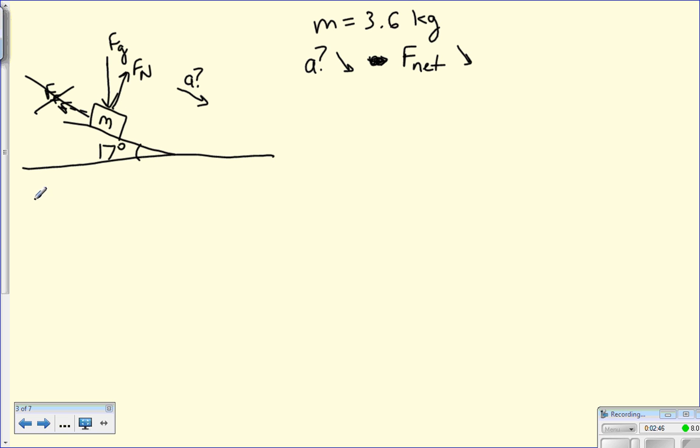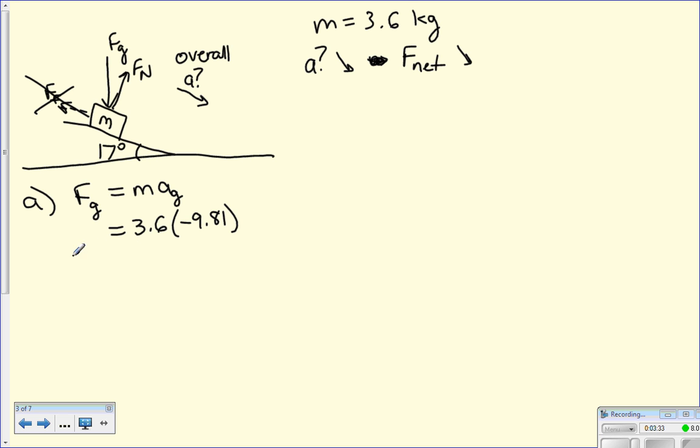Now part A, I told you to find the force due to gravity. Well, the equation for force we know from Newton's second law is force equals mass times acceleration. Now you may be confused in saying, well, I thought we were trying to find acceleration. Well, the acceleration we're trying to find is the overall acceleration of the object, which is related to net force. When we're finding the force due to gravity, we need to know the acceleration due to gravity. We do know that. That's always going to be negative 9.81 meters per second squared. So to find the force due to gravity, just take the mass, 3.6, and multiply that by the 9.81 meters per second squared.